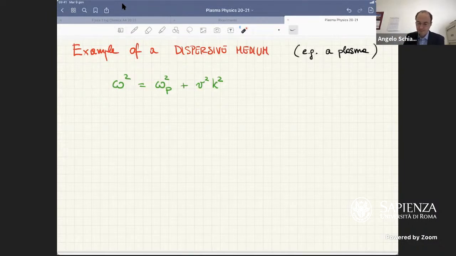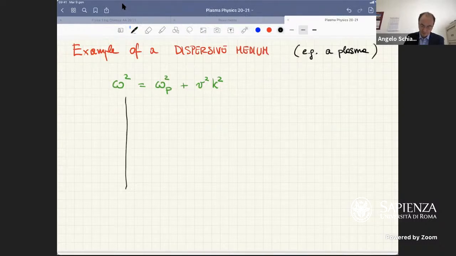This is a constant term, which we see is the plasma frequency. And with respect to what we've had before, when we had only this term, we are summing up a constant term to the dispersion relation. So let's represent this in a plot.